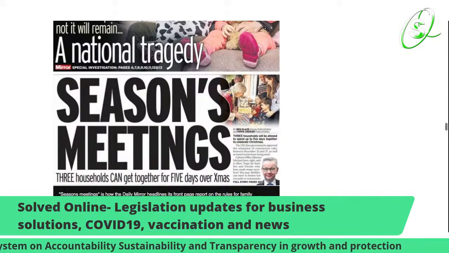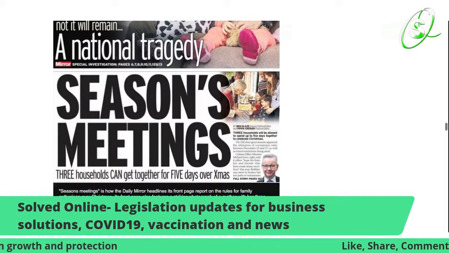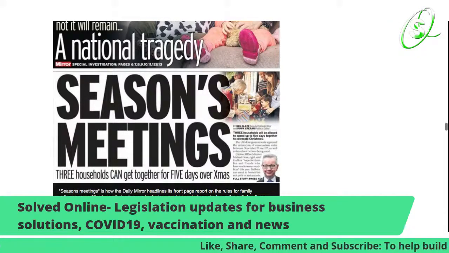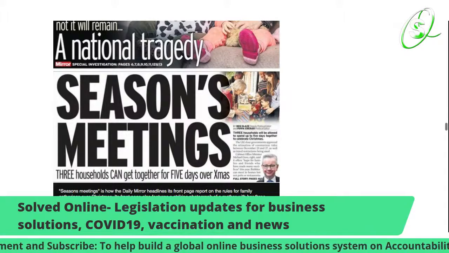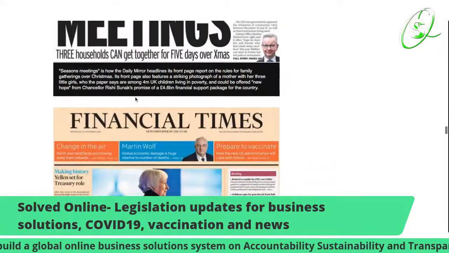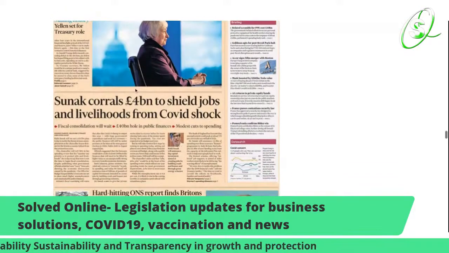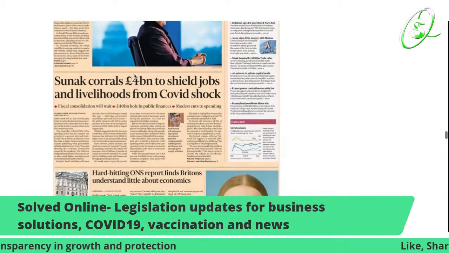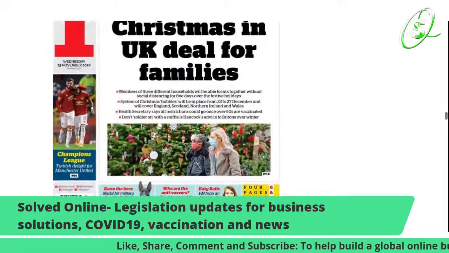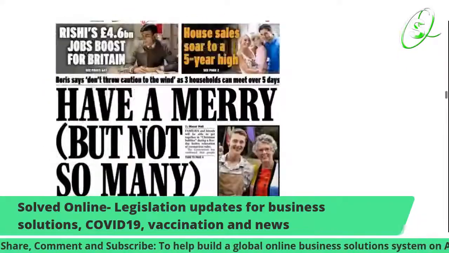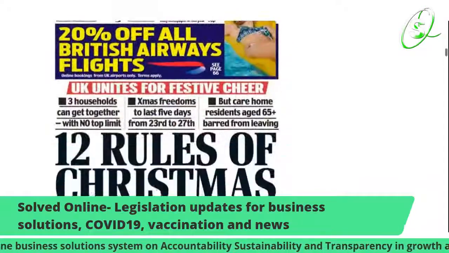Like I say, other than the headline of COVID, big things are going on. Like I'm saying, poverty, job loss, just a crash to the economy. So we have seasons, meetings, and the same thing. And this is the Financial Times: Sunak coughs up 4 billion to shield jobs and livelihoods from COVID shock. I could say this is just all the things that can be done when we're under certain rules. Yeah, control, but we're gonna leave it.